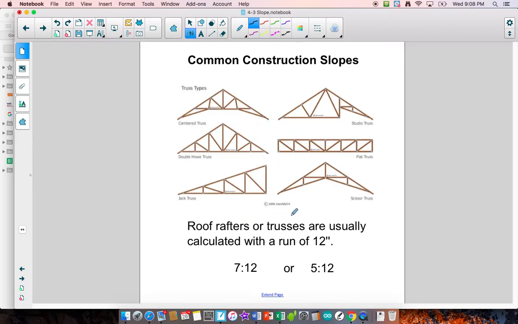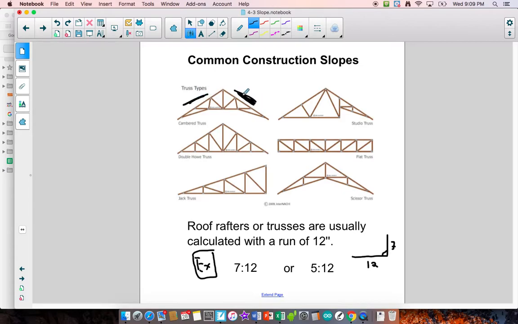The point I'm trying to make here is you don't need to draw all these trusses. I want you to know that roof rafters or trusses are usually calculated on a run of 12. This is just an example; it doesn't necessarily have to be these pitches. On a document, if it's a blueprint or something, you'll see a little V like this, and it'll have 7, 12, which means you're on a 7, 12 pitch. Your rise is 7, your run is 12, and that is for both sides of the truss, slanting this way and this way.